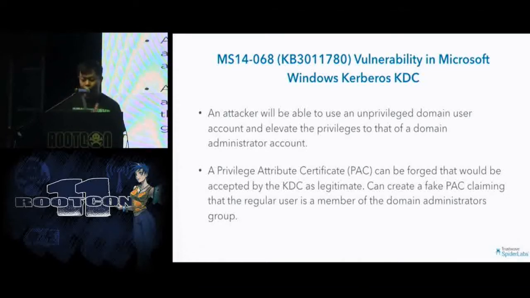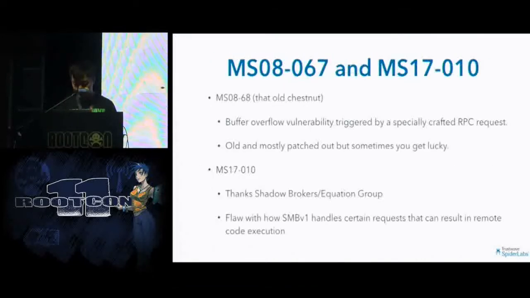The next thing we like Portia to exploit is MS14-068, which is a vulnerability in the Windows Kerberos KDC. An attacker will be able to use an underprivileged domain user account and elevate the privileges to that of the domain administrator account. A privileged attribute certificate, a PAC, can be forged so that it can be accepted by the KDC as legitimate. So an attacker can create a fake PAC that claims that the regular user account you have provided is a member of the domain administrator group, and you can elevate privilege.